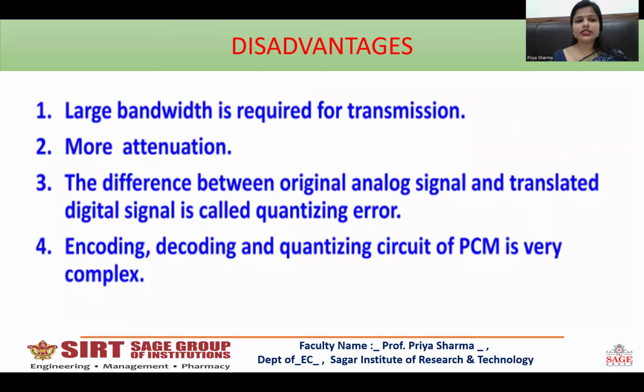Disadvantages: large bandwidth is required for the transmission. It has more attenuation. The difference between the original analog signal and the translated digital signal is known as the quantization error. The encoding, decoding, and quantizing circuits of PCM are very, very complex.